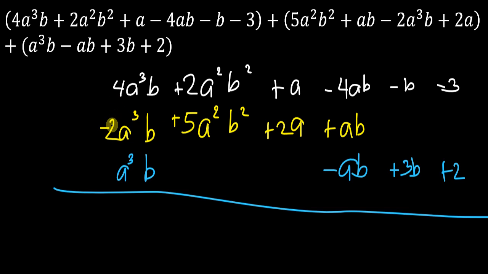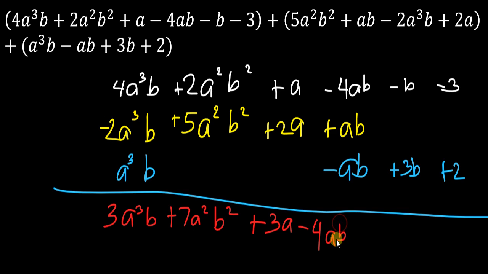4 minus 2 is 2. Plus 1, that is 3. That is 3a cubed b. Then 2 plus 5, that is 7. So, positive 7a square b square. Then 1 plus 2, that is 3. So, that is positive 3a. Then 4, negative 4 plus 1, that is negative 3. Minus 1, that is negative 4. Negative 4ab. Then negative b plus 3, that is positive 2. So, positive 2b. Then, negative 3 plus 2, that is negative 1.